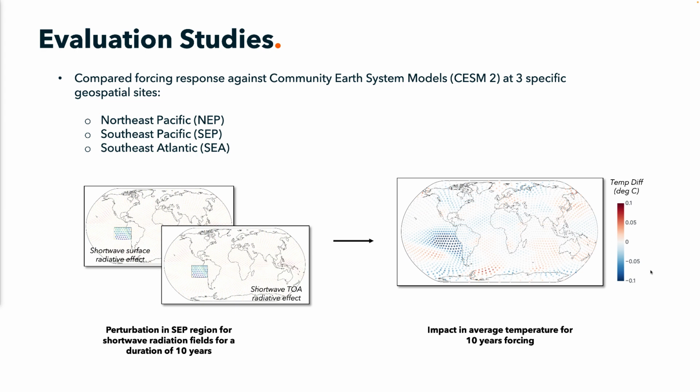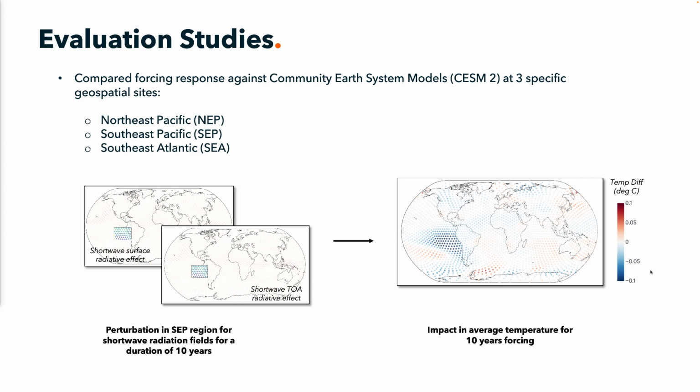Here is a small screenshot from one of these studies performed on the Southeast Pacific, where we are perturbing a particular section near the Southeast Pacific for a 10-year duration, and we are changing the shortwave surface radiative effect as well as the shortwave top of the atmosphere radiative effects. Because of performing this experiment for a 10-year duration, we try to understand what is the impact on the average temperature for these 10 years after performing MCB.